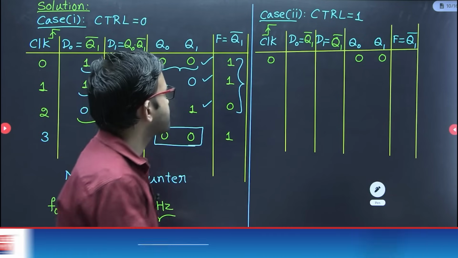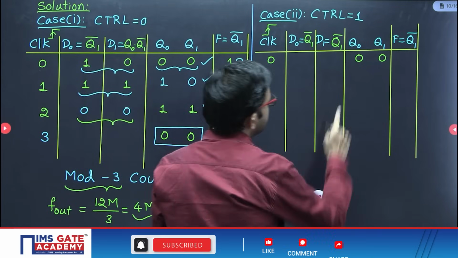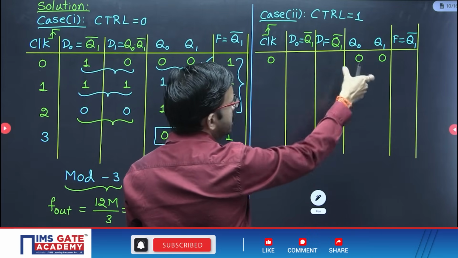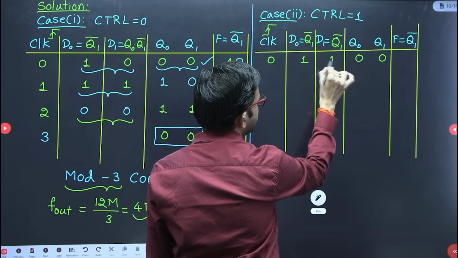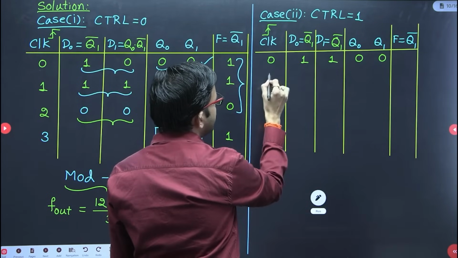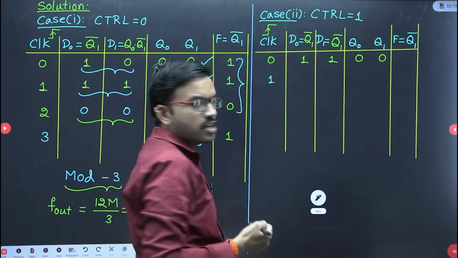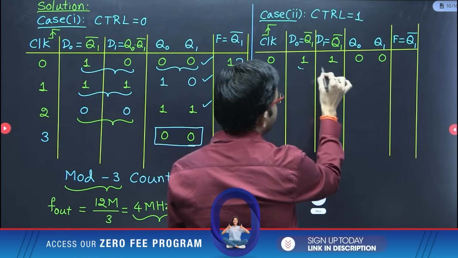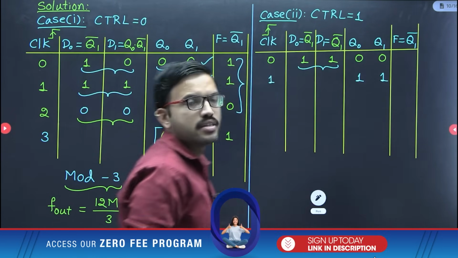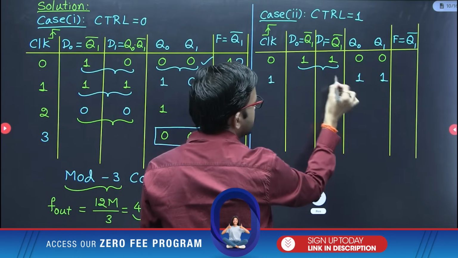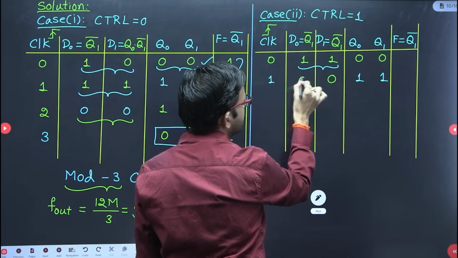Right. Now here, based on the initial data, you can determine the inputs. 0 bar is 1. Here also 0 bar is 1. Now the first positive clock pulse we are applying, this 1, 1 will come here. Since here 1, the complement is 0, similarly here.